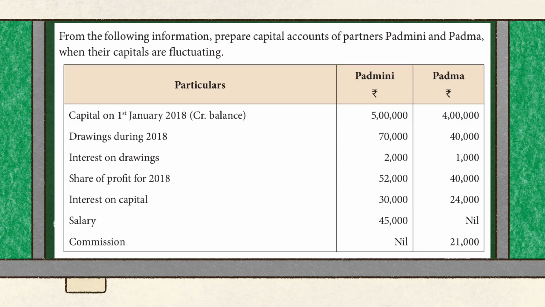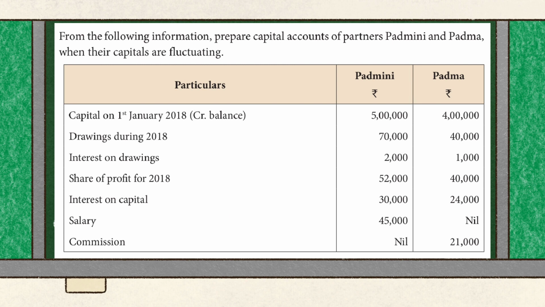Welcome back all. So we are going to see a problem about Padmini and Padma, the partners, for whom we are going to maintain capitals under fluctuating method. So remember, under fluctuating method you will only open one account for both of them, which is the capital account. Only in the fixed method you will open both capital and current account of the partners. So this is going to be a merger, a combination of both the current and the capital account, which we used to do in the fixed capital method.